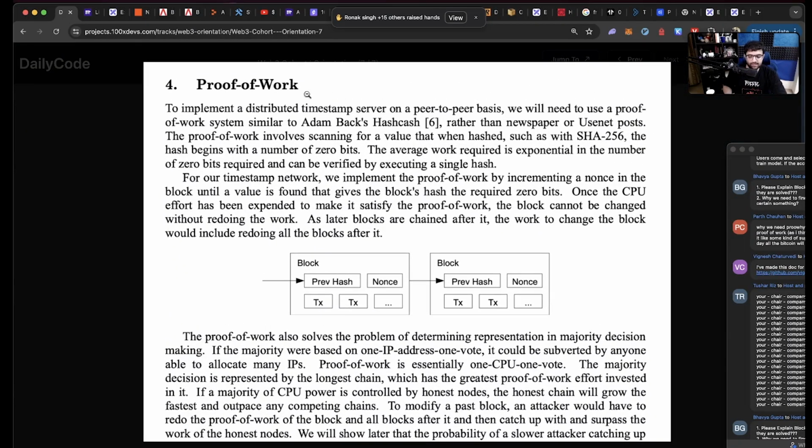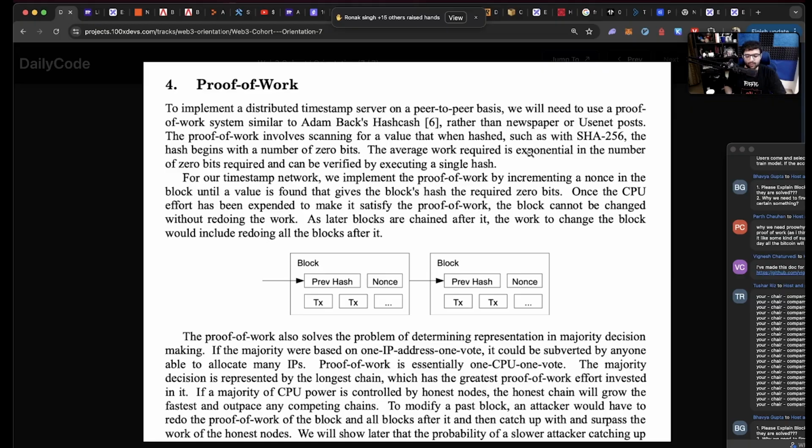To implement a distributed timestamp server, now what is a timestamp we will come to? What is a time-stamped server we will get to? On a peer-to-peer basis, we will need to use proof of work systems similar to some popular system. Read through this. I was also reading through what this is. The proof of work involves scanning for a value that when hashed, such as with the SHA-256 hashing algorithm, the hash begins with a certain number of zeros.